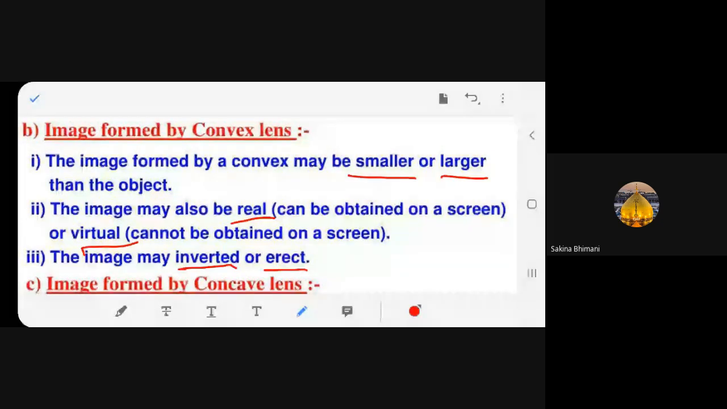It can happen. You can get anything. It is not like the mirror. Mirror will have only a typical type of image. You hope you have understood. Yes, ma'am. As a lens, you can get anything.